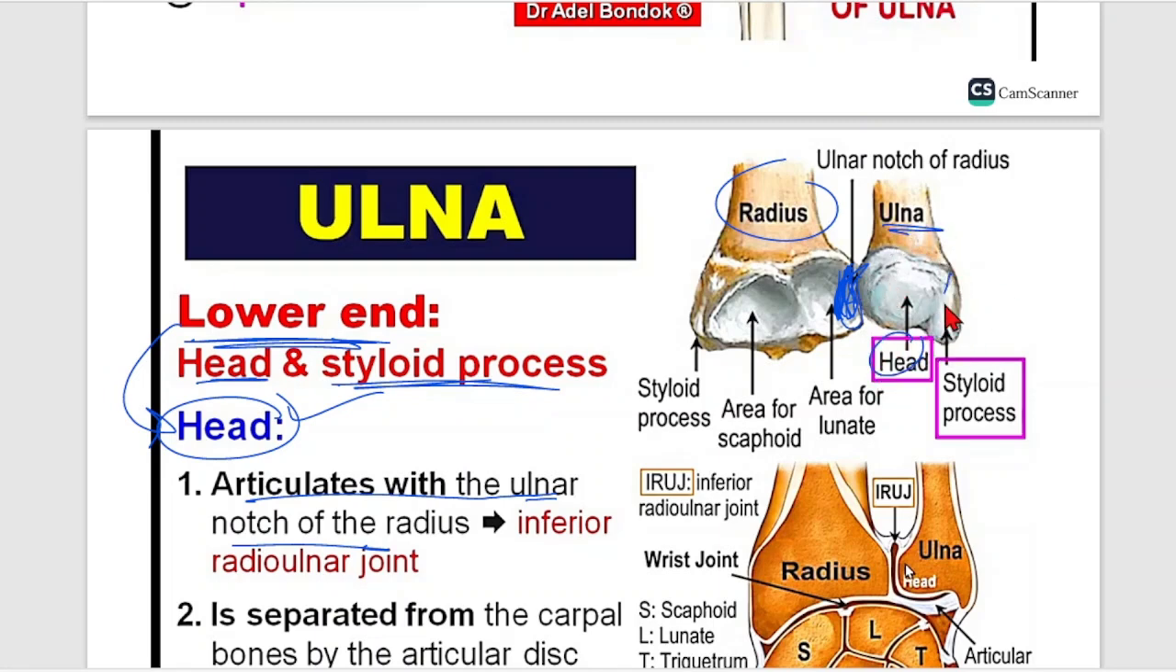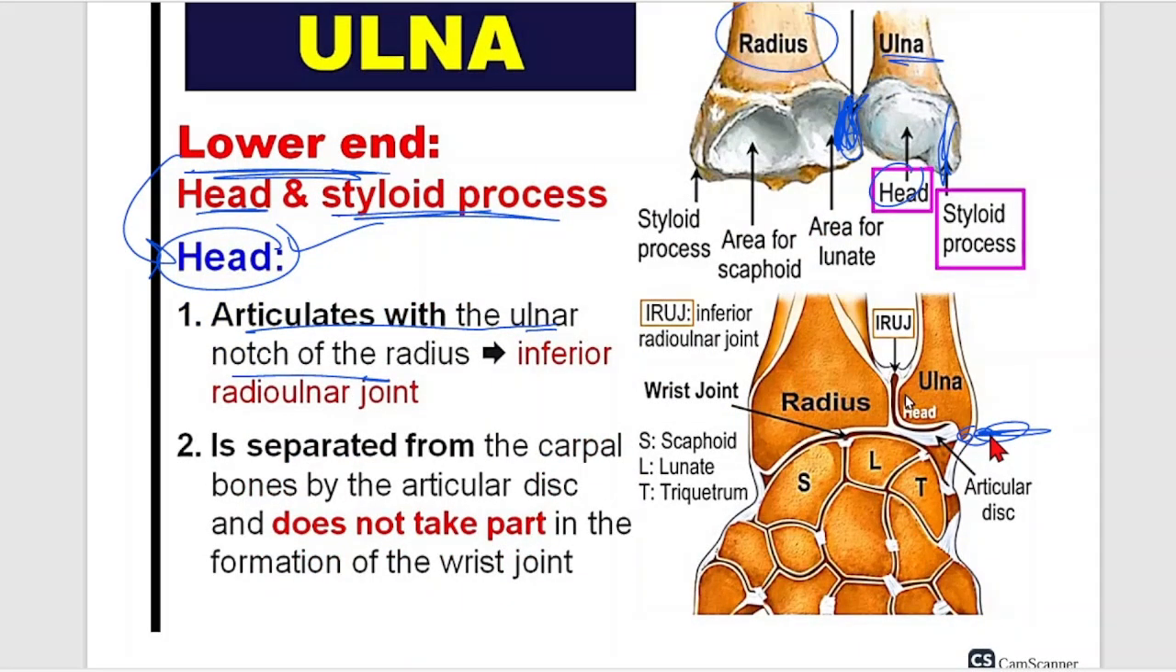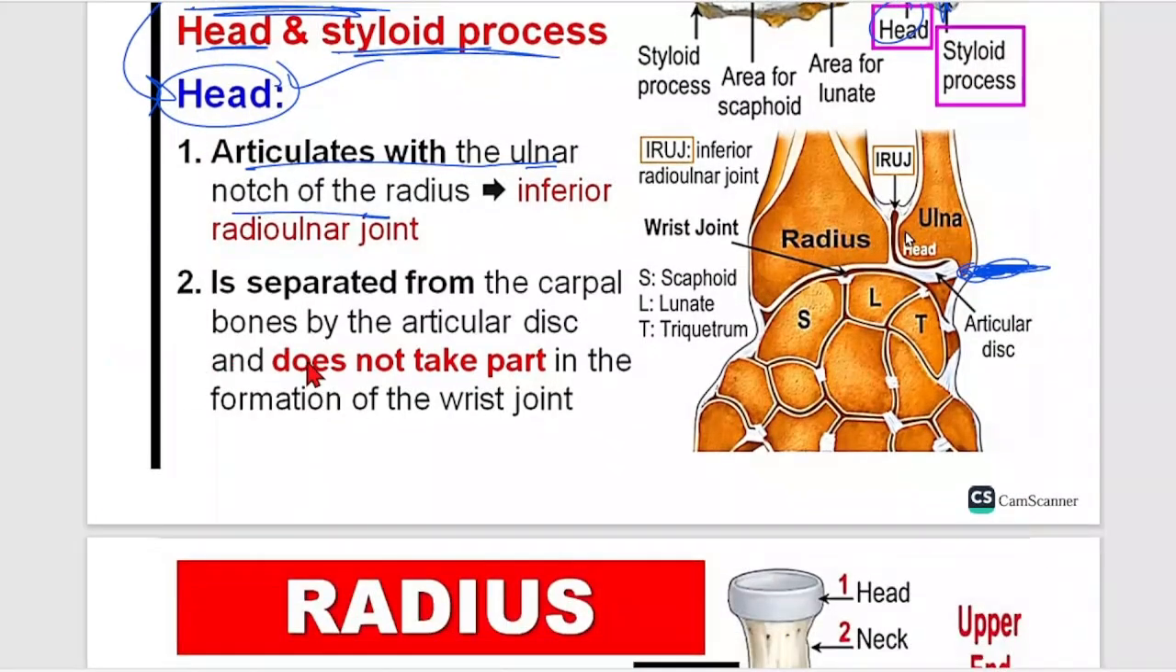This is the head and the other is the styloid process. The styloid process can be palpated if you place your thumb here. It is separated by the carpal bone by an articular disc, so it does not take part in the formation of the wrist. You have to remember that the ulna does not take part in the wrist formation because they are separated.